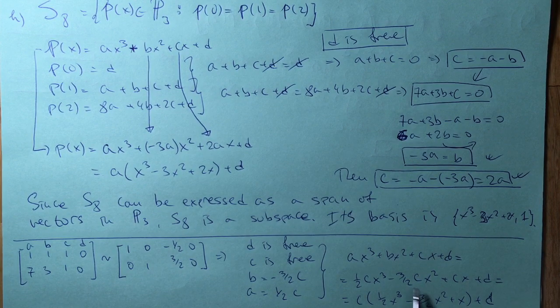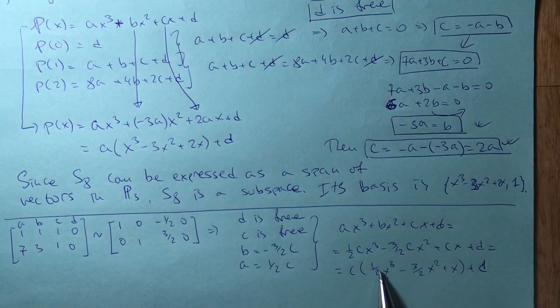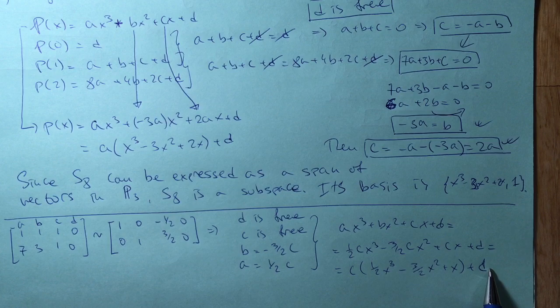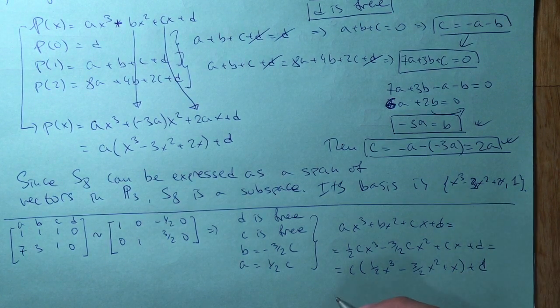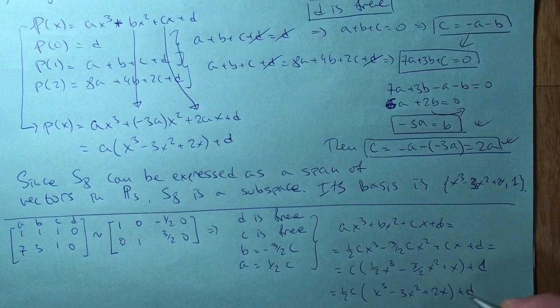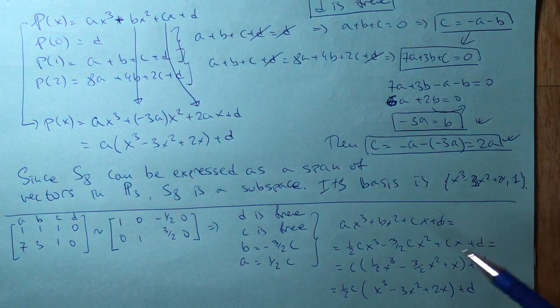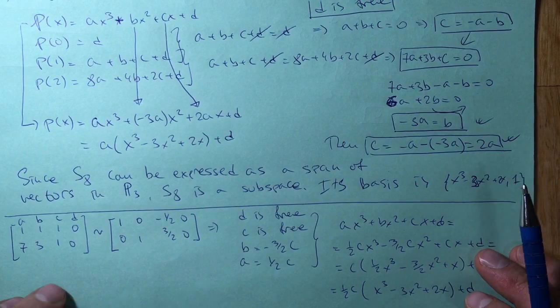Now again, you've got this polynomial right here in the basis, and 1. Of course, I can obtain absolutely the same expression here if I factor 1 half c, and then I get x cubed minus 3x squared plus 2x plus d. So you can do either this or this.